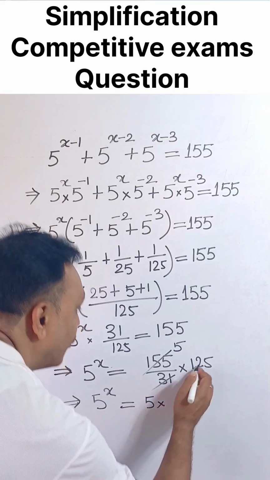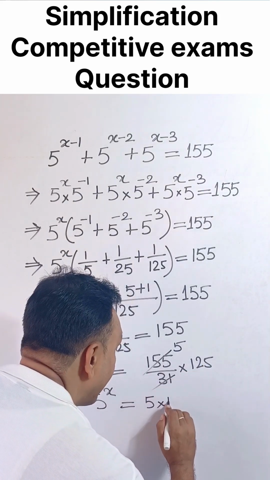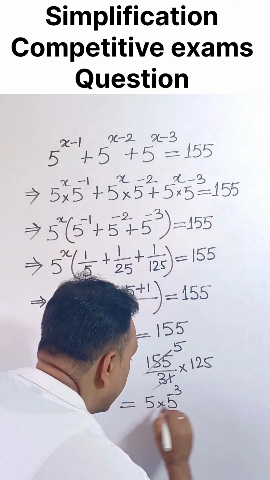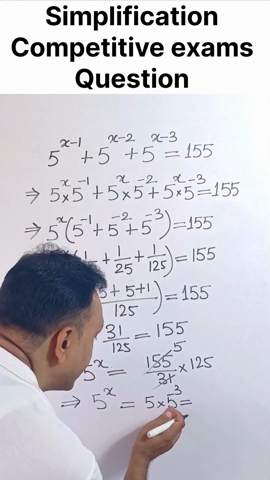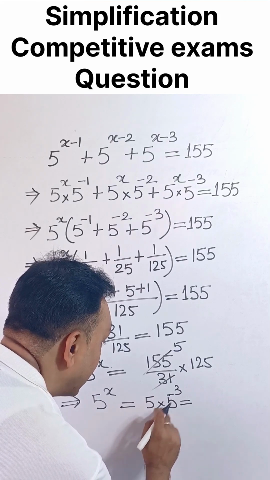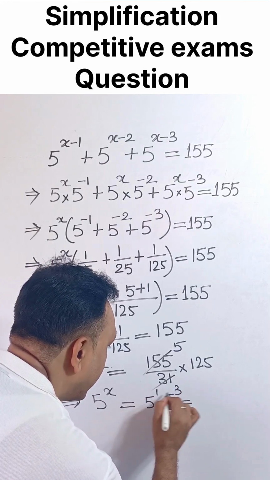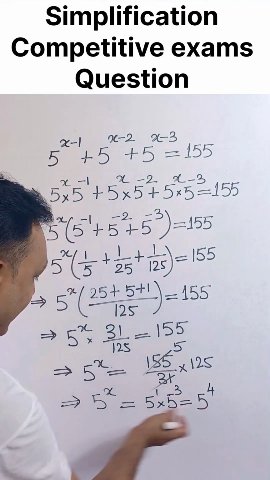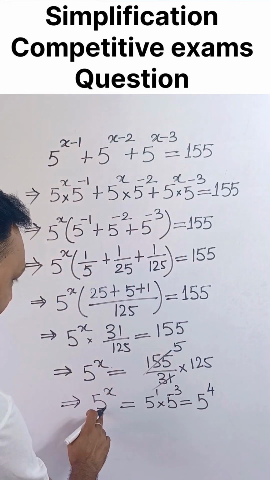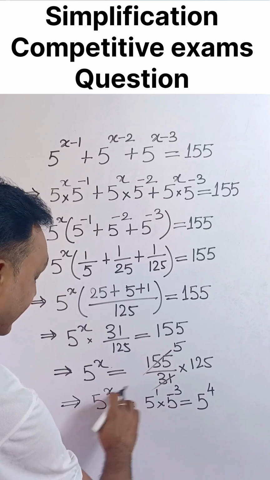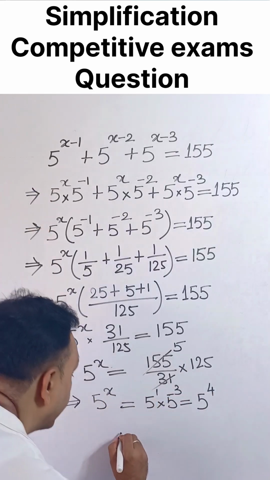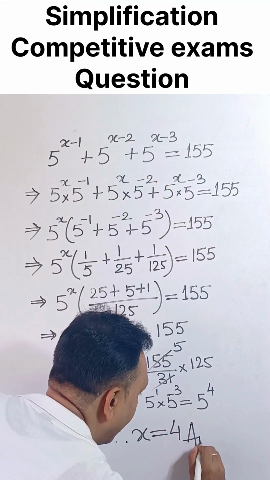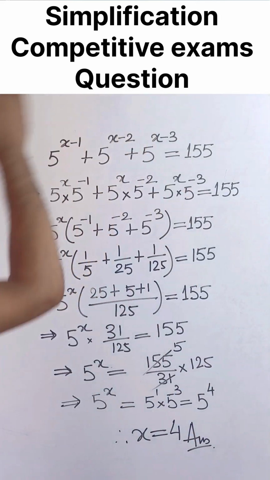5 into 125, we can write 5 to the power 3, right? Now again we are going to apply the exponents. If the bases are the same, in case of multiplication we can add their powers. Here 3 plus 1 is 4, 5 raised to the power 4. Now if I compare the two sides, the bases are the same, so we can equate their powers. Therefore x will be equal to 4, and this is the final answer for this expression.